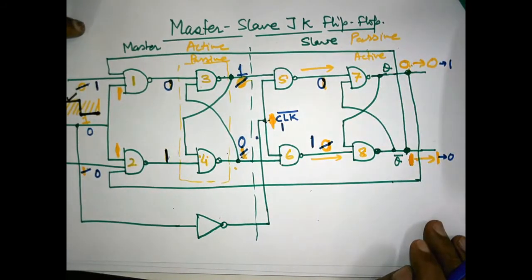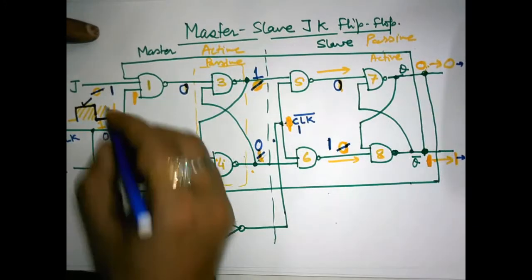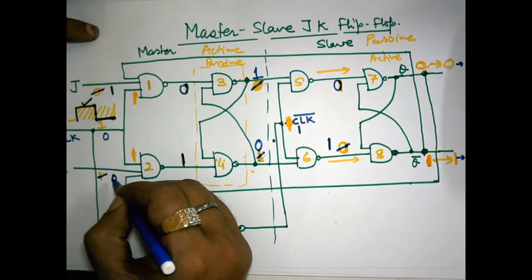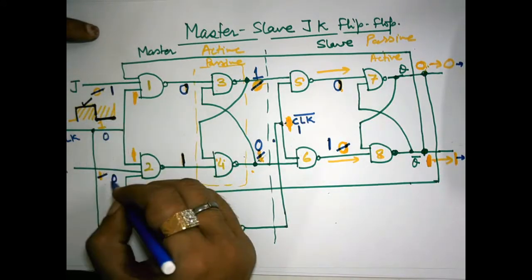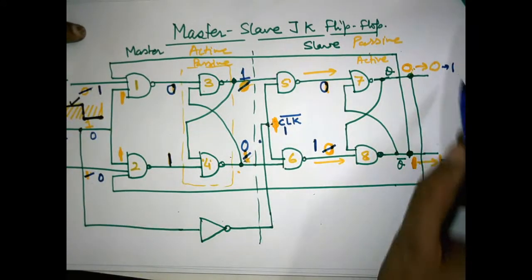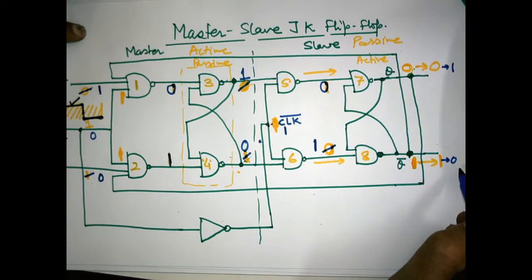So what condition is going to occur at the output? 1 0. What has been applied at the input? 1 and 0. So we are applying 1 at the J, 0 at the K, we are getting 1 at the Q and 0 at the Q bar. So this situation is latched. Okay.